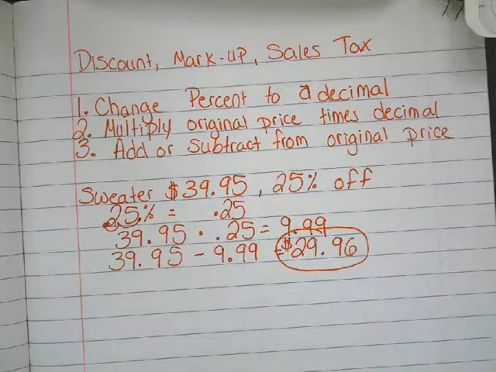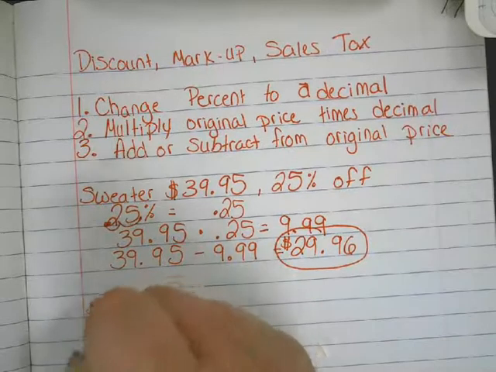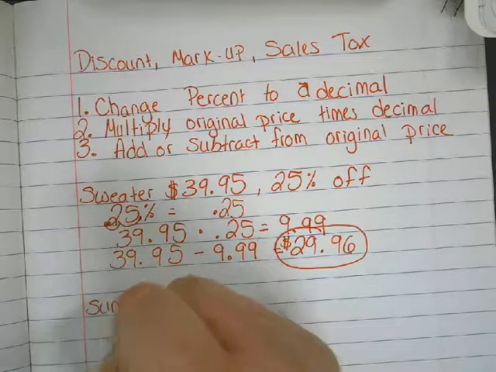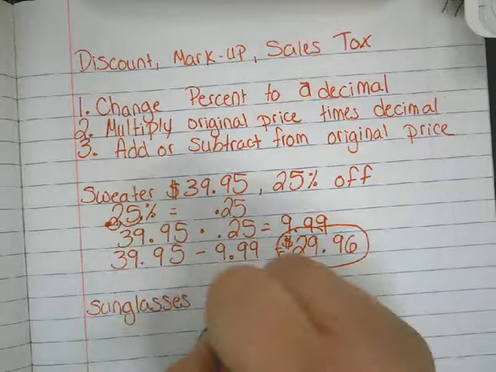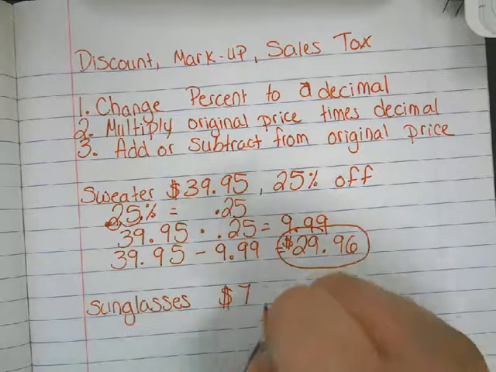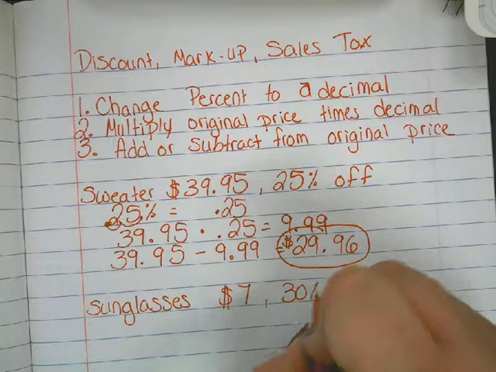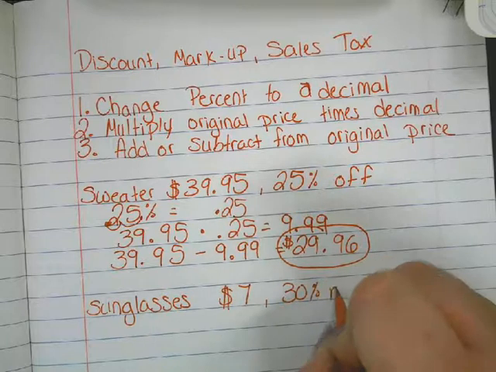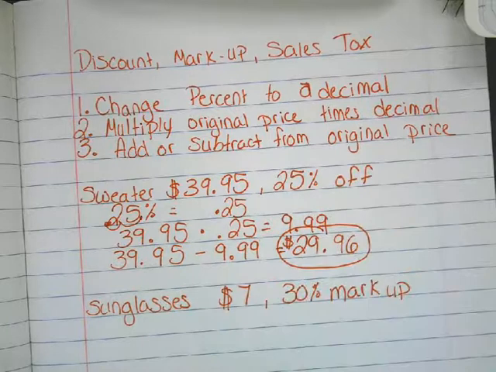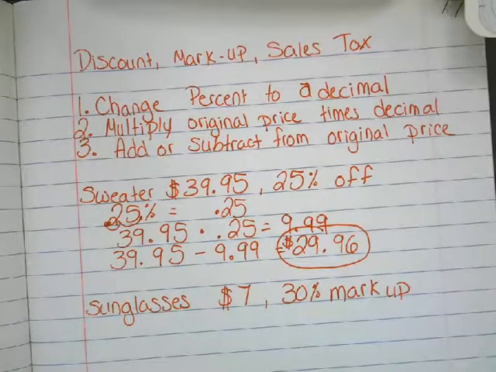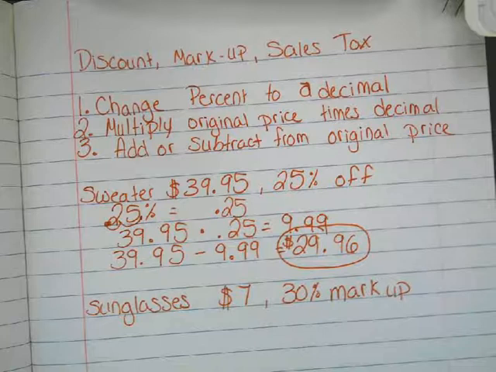Now let's buy a pair of sunglasses that are $7, but they are at a 30% markup. Why do stores do markups? To get more money. To get more money. What are common items that they do markups on?